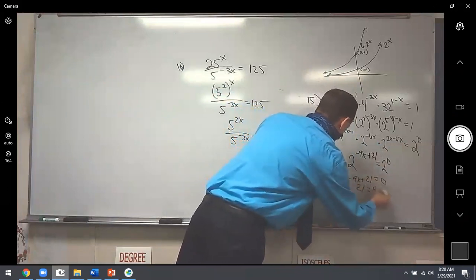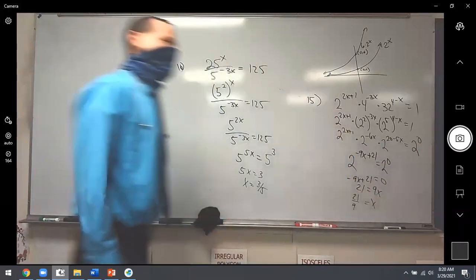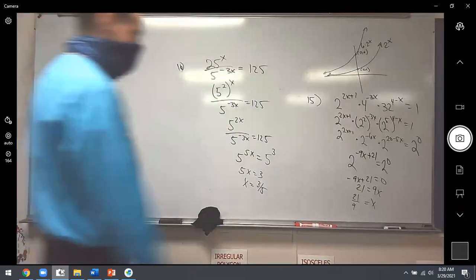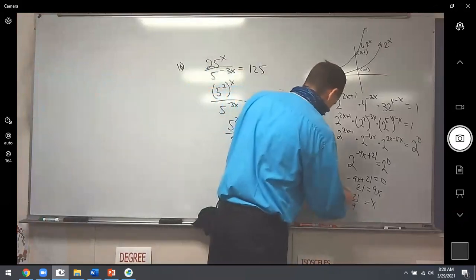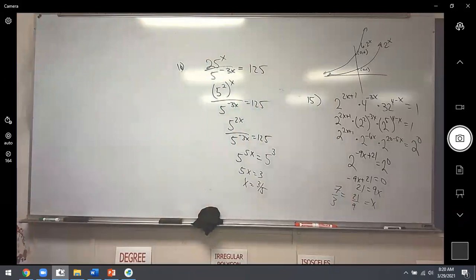And if you add the 9x over and then divide by the 9, looks like our answer is 21 ninths, which does reduce, because what goes into 21 and 9? Three. Yeah, let's divide both by 3. So how about 7 thirds? That's a little cleaner on this one. So there's your answer for that one, 7 thirds. And that's about it. Okay, so if you can get the bases to be the same, great.